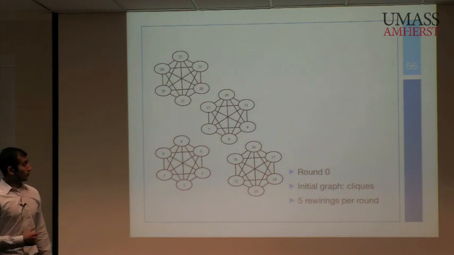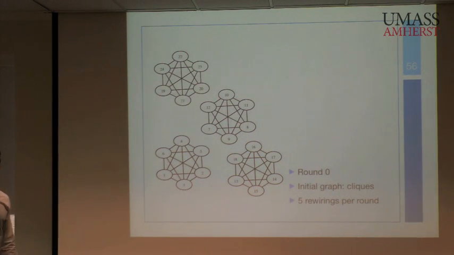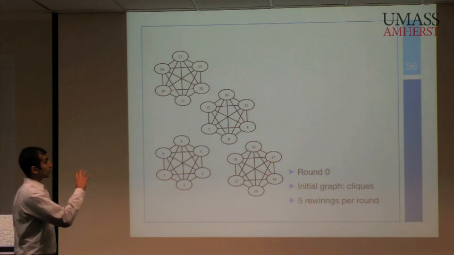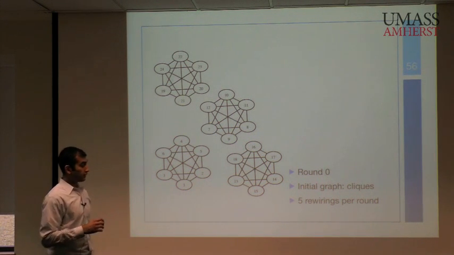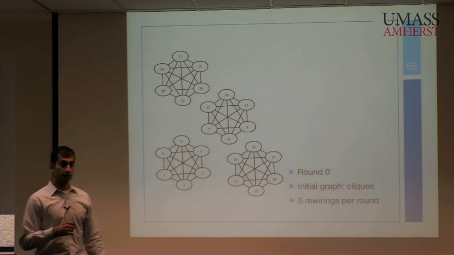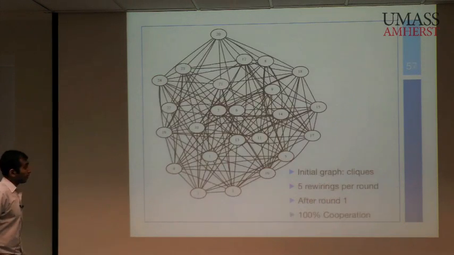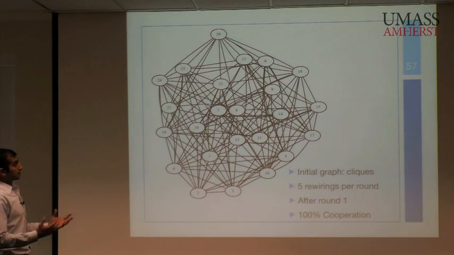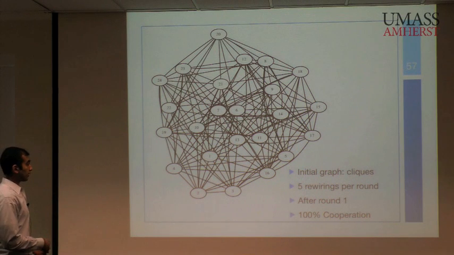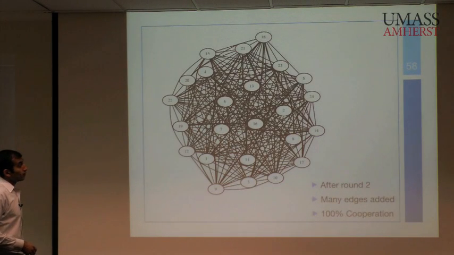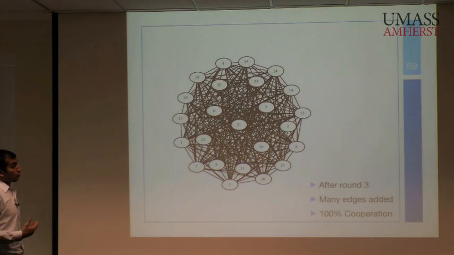Okay, so now I'll take you through one trial, what actually happened. Again, we're going to start off with the initial graph of cliques, 5 rewirings every round, and these are the new payoffs. So a bunch of edges got added. After round 1, everyone's cooperating, all the nodes are white. After round 2, many edges are added. Again, 100% cooperation.